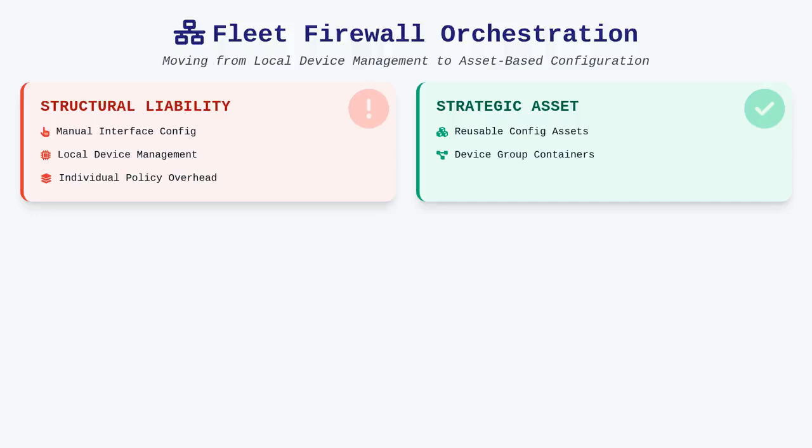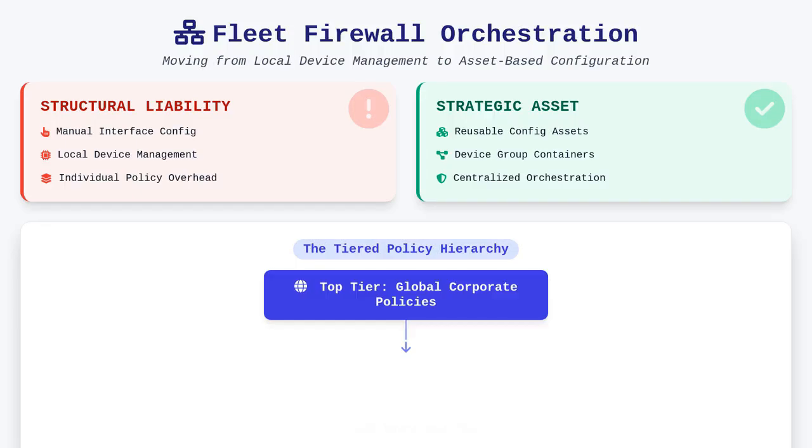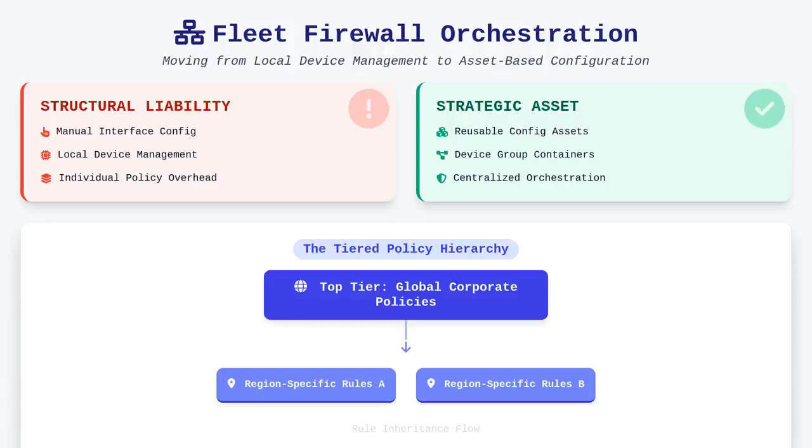Device groups serve as the organizational containers for your security policies, allowing you to define a hierarchy that dictates how rules are inherited across different organizational levels. By creating a parent-child relationship between groups, you can enforce global corporate security policies at the top tier while allowing subordinates to define their own region-specific rules. This tiered approach is the only way to manage a complex enterprise network without succumbing to the overhead of managing thousands of individual policy rules.